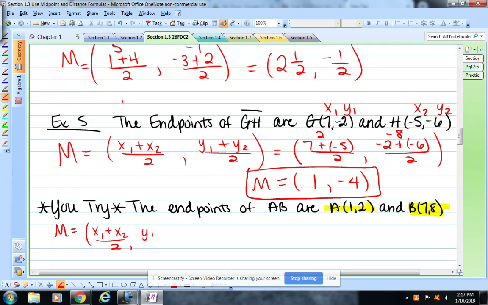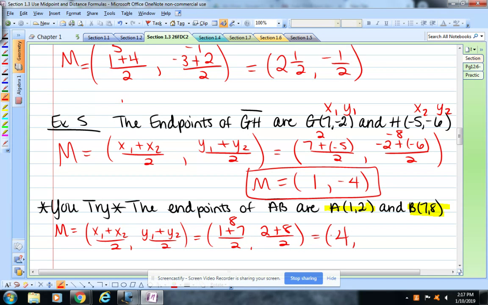Okay, I'm writing my formula. Y'all please tell me how to plug it in. What's X1? What's X2? And I'll divide that by 2. And what is Y1? What is Y2? And divide that by 2. What's 1 plus 7? And what's 8 divided by 2? What's 8 divided by 2 again?